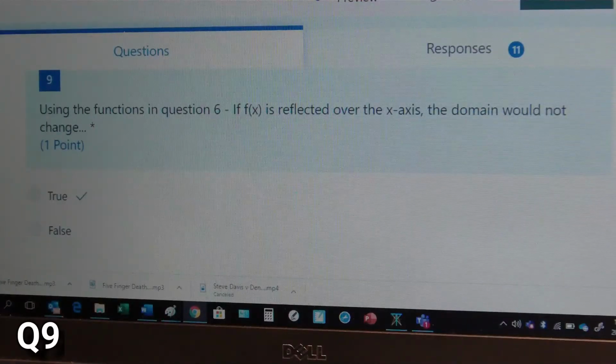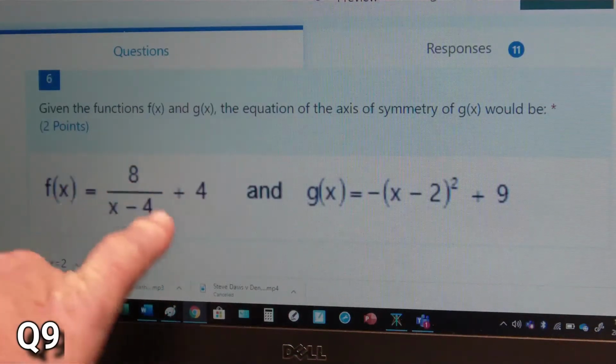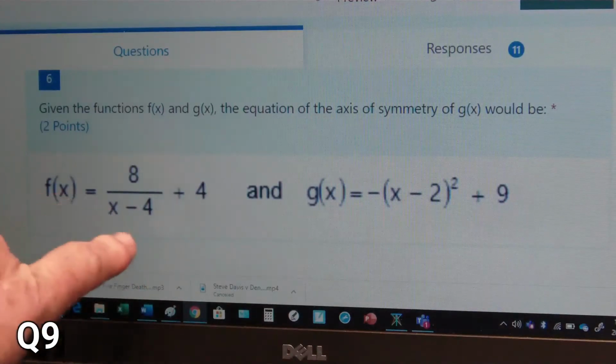Number 9 is about the f of x, which is the hyperbola. They're asking if it's reflected over the x-axis, the domain would not change. Is that true or false? Here is the f of x as they give it to us. I've very roughly drawn it here. You can see there I drew it.